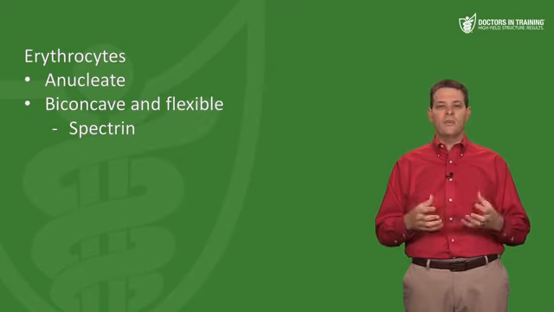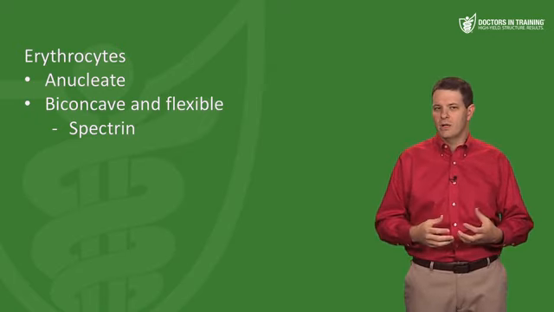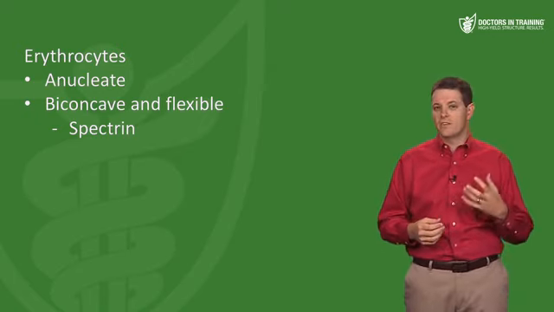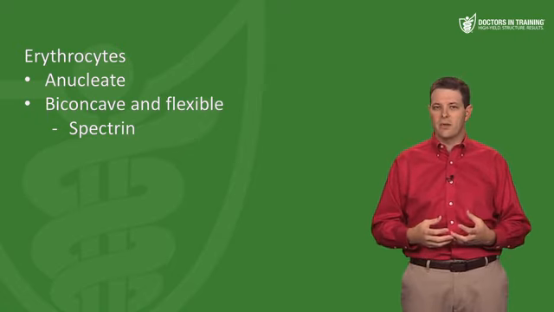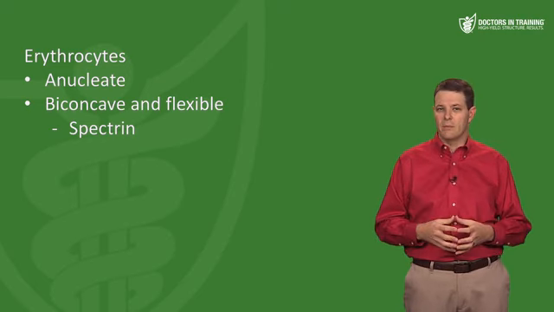So anytime you lose that classic biconcave shape, like with sickle cell disease or with hereditary spherocytosis, the blood becomes more viscous, which can lead to sludging in the capillaries because the red blood cells are taking the wrong shape.